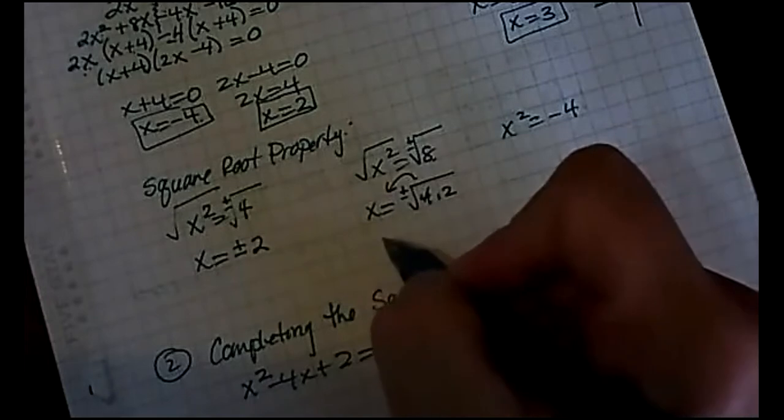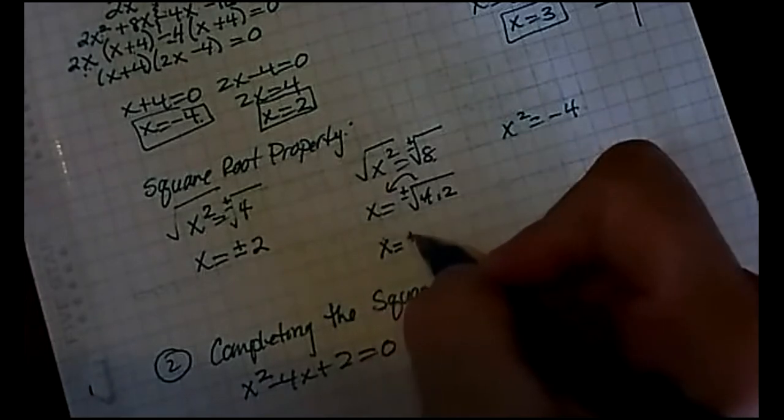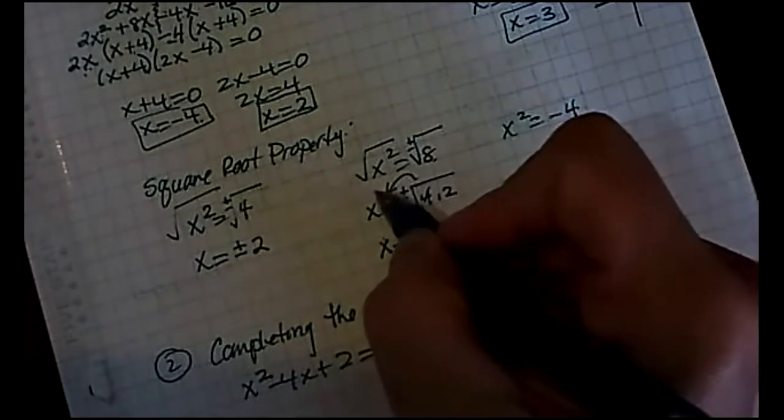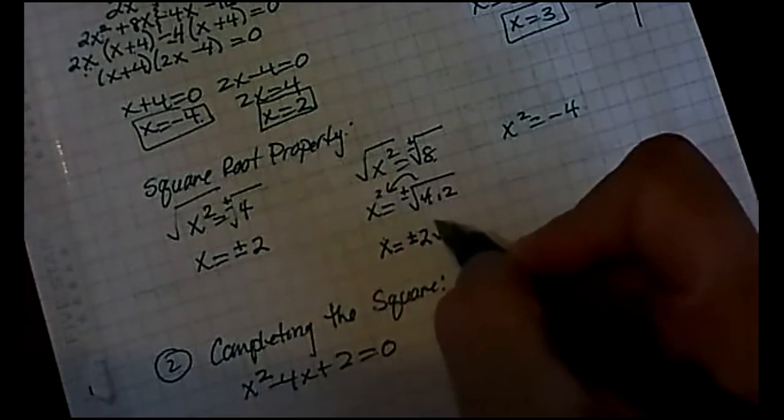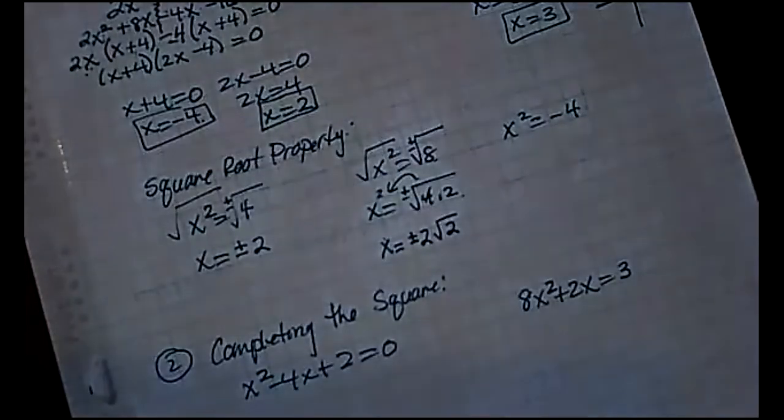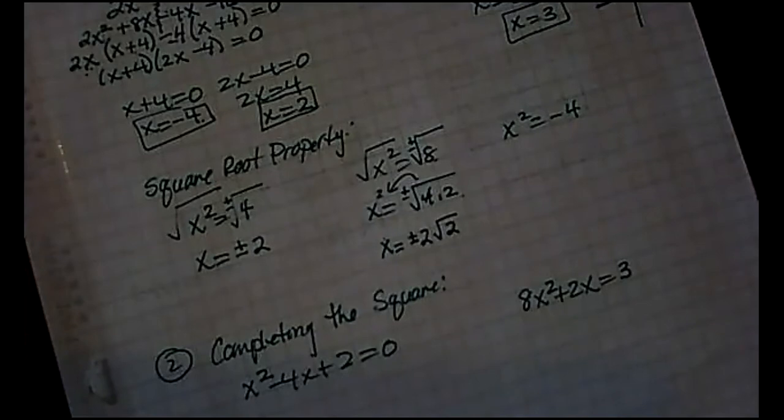The square root of 4 is 2, so I can bring a 2 out of here. What I'm going to have is x is equal to a plus or minus 2 brought out, and then I still have a 2 left under the radical. I would just leave it like that. Don't take it to a decimal. We want exact answers.